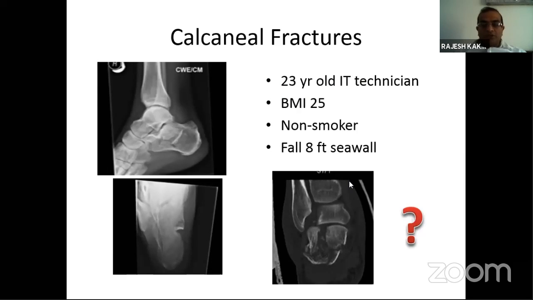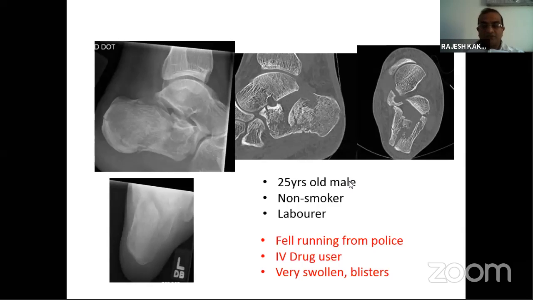Now, the typical scenario that you will possibly get is one of a young, fit gentleman who is an IT professional, normal BMI, non-smoker, who's had a fall from a height, and you'll be shown x-rays of similar nature, where you would see a calcaneal fracture, which is likely to be displaced and multifragmentary. The question you will then be asked is, how are you going to manage this patient? The scenario can be slightly different in the form of a smoker, IV drug user, running away from police with a very swollen and blistered foot.